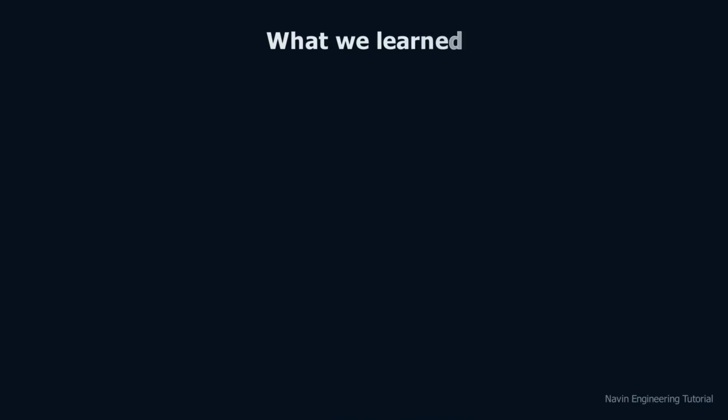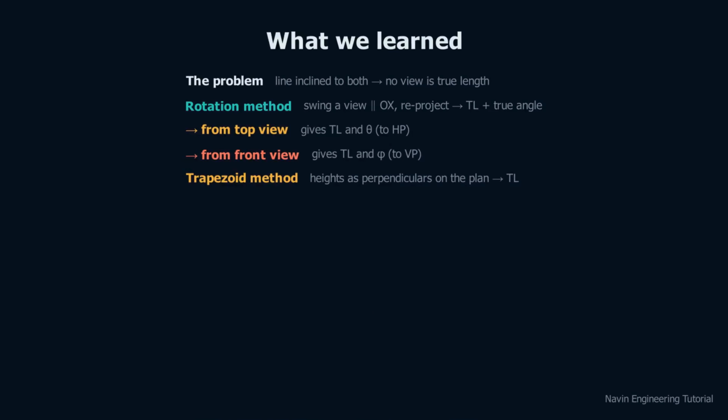Let's recap. You now have everything for lines, how to project them, and how to recover their true length and true angles when they tilt in space. In the next sheet, we move from lines to plane figures, projecting triangles, squares, and circles. Practice this example with your own numbers before then.